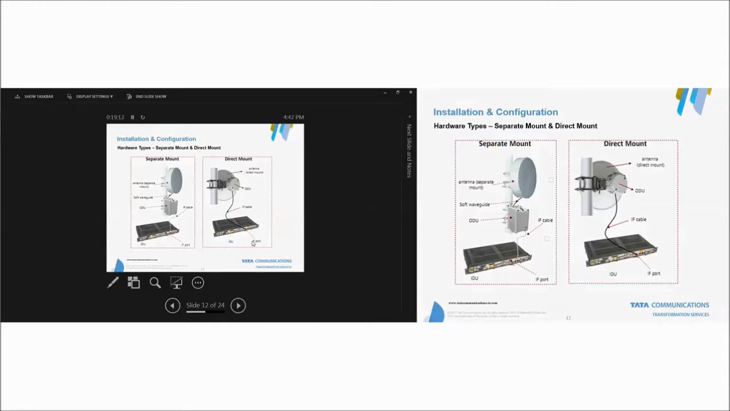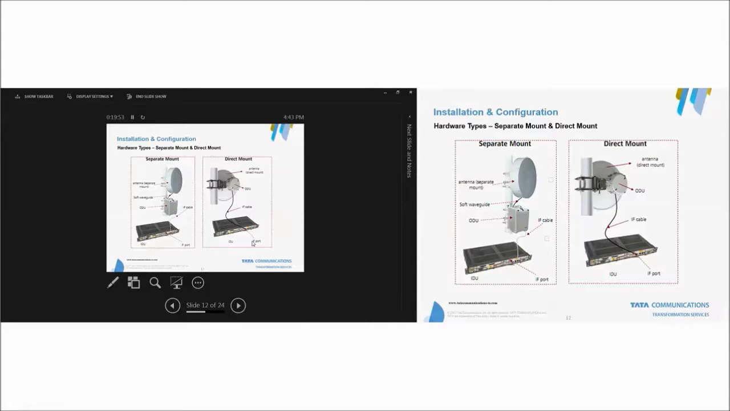You can see there are two types of installation done here: separate mount and direct mount. In separate mount, the antenna is connected with the ODU through a soft waveguide. A waveguide is a hollow medium which guides the waves from the ODU unit to the antenna. In the case of direct mount, the ODU is directly connected to the antenna and it won't require any waveguide. Generally, this ODU is termed the radio unit in the telecom field.